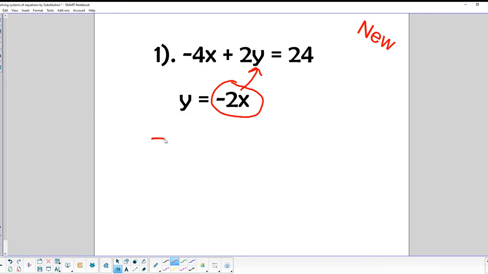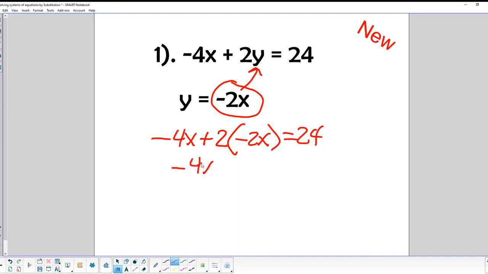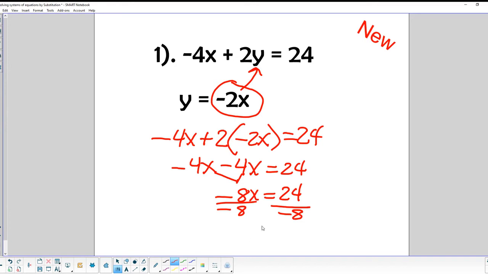So when we substitute that in, we'll have negative 4x plus 2 times the substituted value of negative 2x equals 24. Or negative 4x, and then 2 times negative 2 is negative 4, so we have negative 4x equals 24. Combine these two together, we end up with negative 8x equals 24. And now all we have to do is divide both sides by negative 8. And that gives us an x value of negative 3.